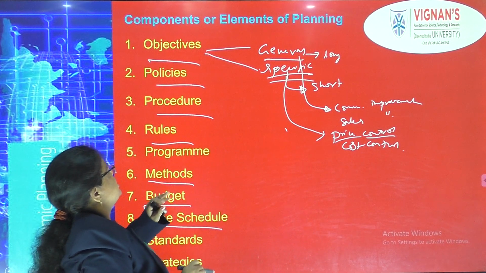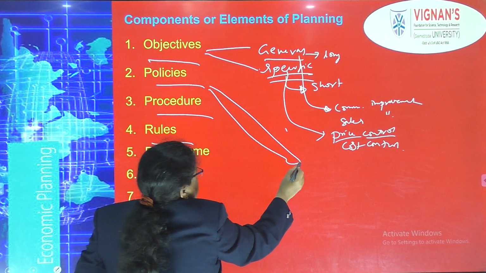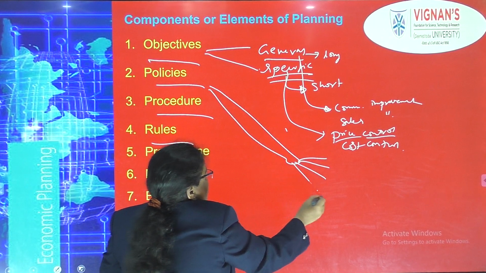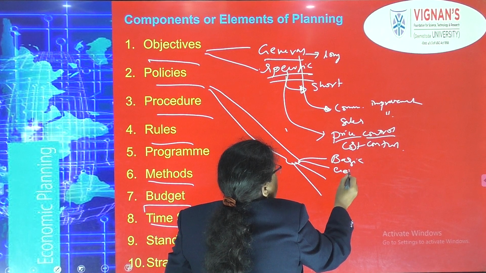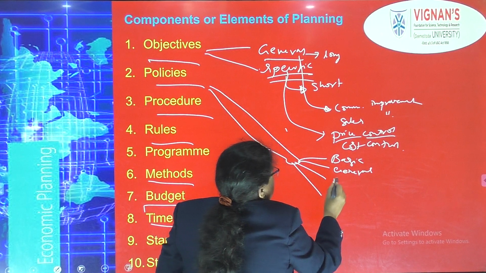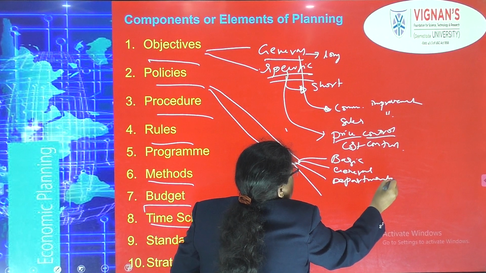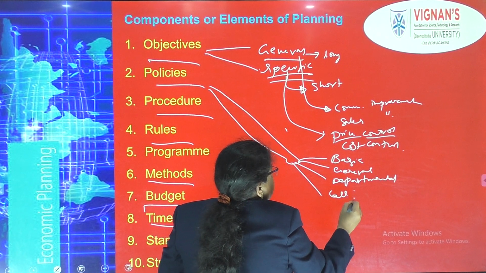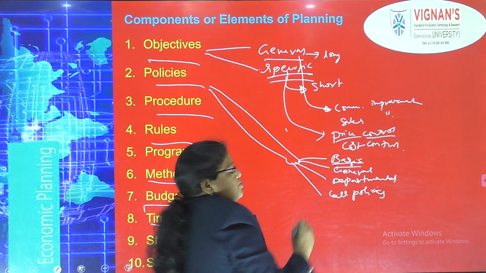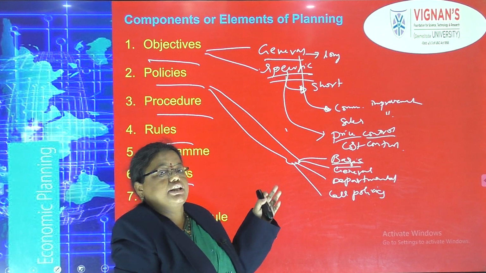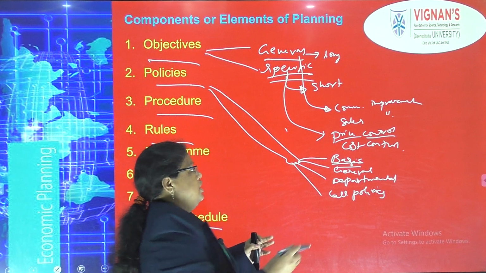Next one is policies. 4 types of policies are there: basic policies, general policies, departmental policies, and call policies. Basic policies means this is given by the top management to subordinates.